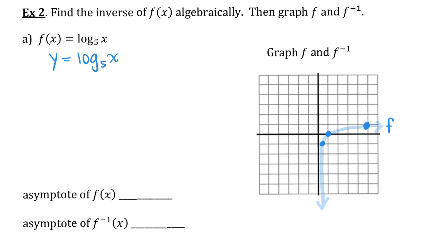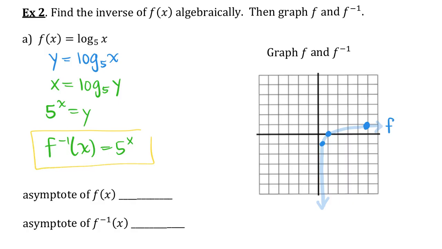Now I'm going to go ahead and find the inverse. Change the y to an x, the x to a y. I'm going to rewrite it in exponential form. 5 to the x equals y. So f inverse of x is 5 to the x. I'm going to go ahead and graph this now, and then I'll stare at the asymptotes.